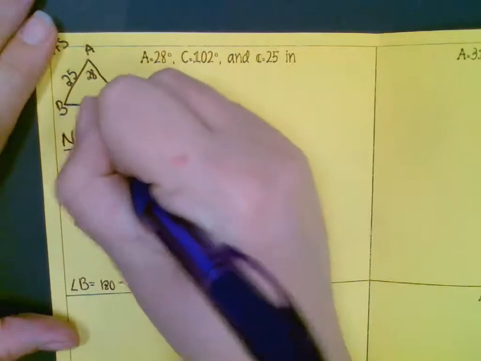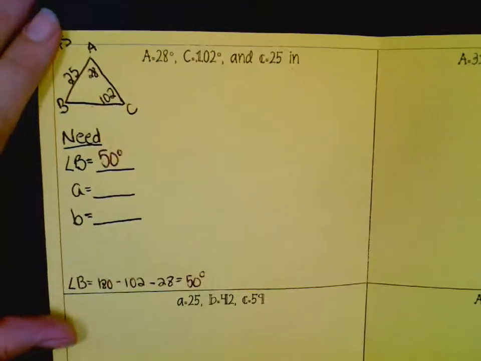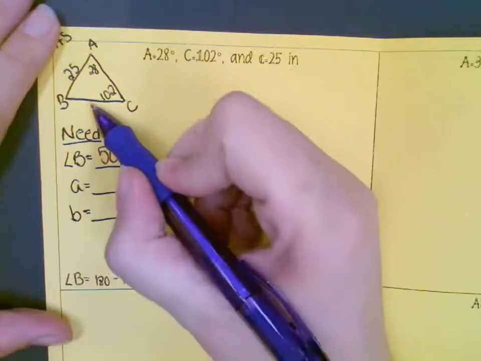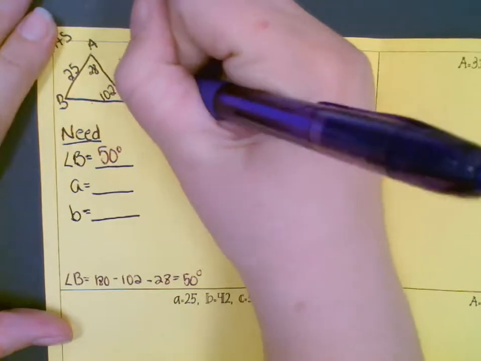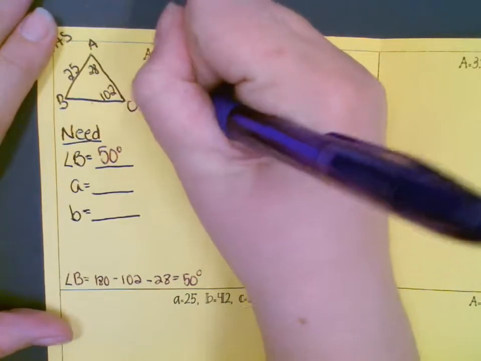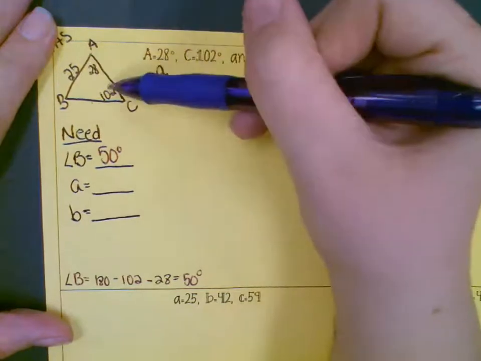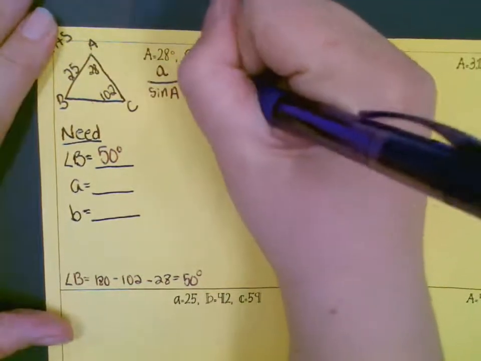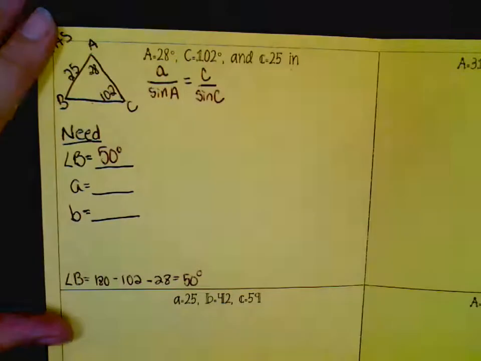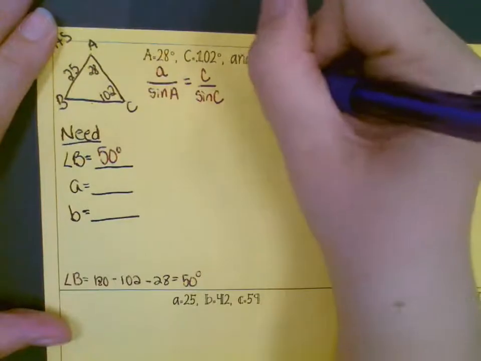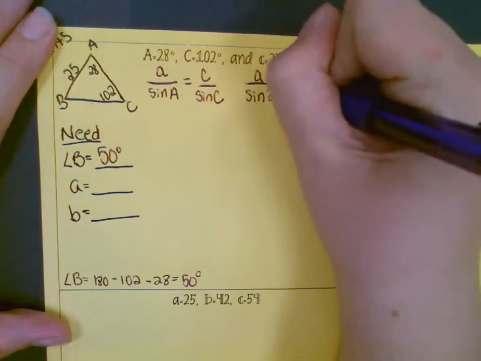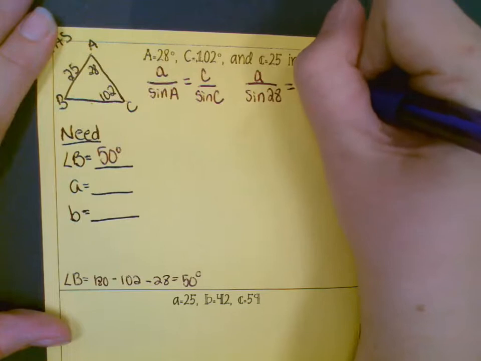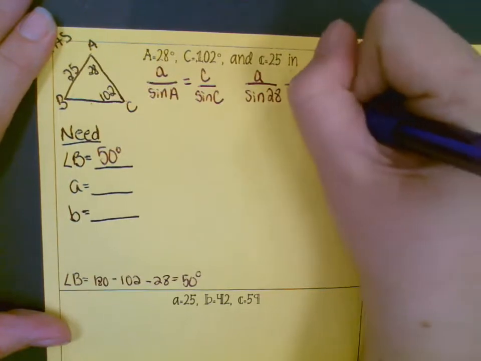Okay, so now we only need two things. So 50 degrees is for angle B. Okay, so I'm going to find side A first, since we know that angle. So we know that side A over the sine of angle A is equal to, since we know the C's, I'm going to use that one, C over the sine of angle C. So there's our formula. Now we're going to plug in what we got. So that would be A is what we're looking for. We know angle A is 28. C is 25, and angle C is 102.